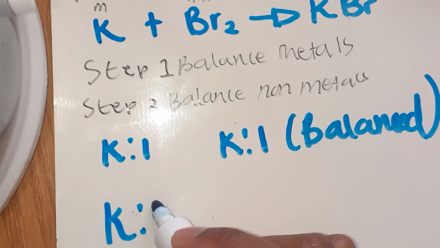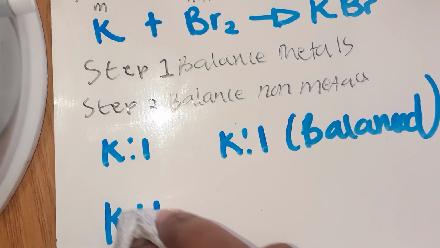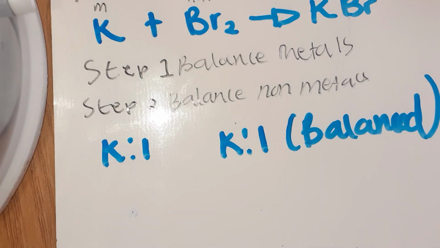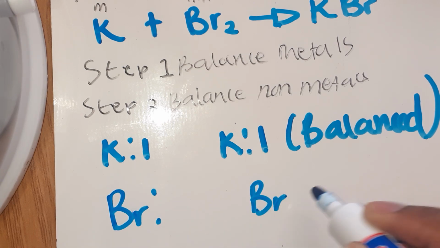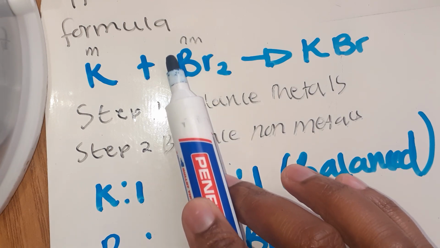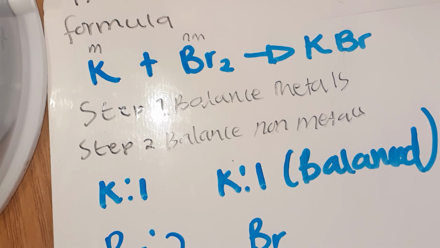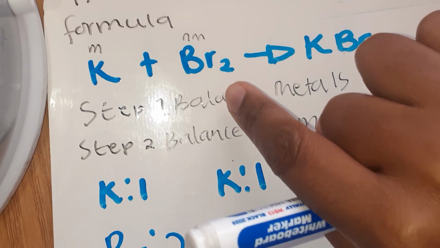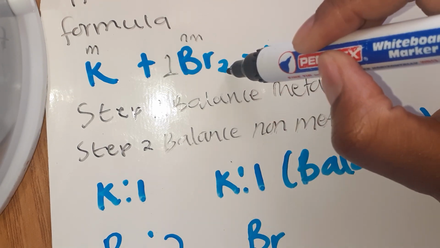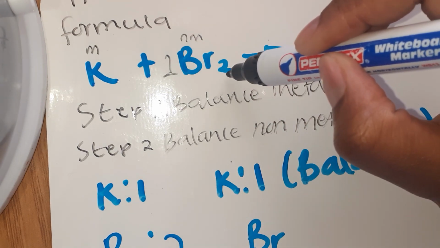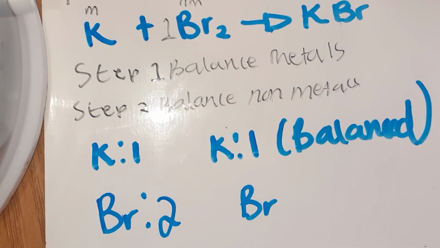And then let's check. Here we have K, it's 1, and we've balanced K. Now let's look at Br this side and Br this side. So when we go here, Br is 1, but we have 2 here. If you have a number here and a number down here, you say this one times this one, right? So you still have 2, because it's 1 times 2.